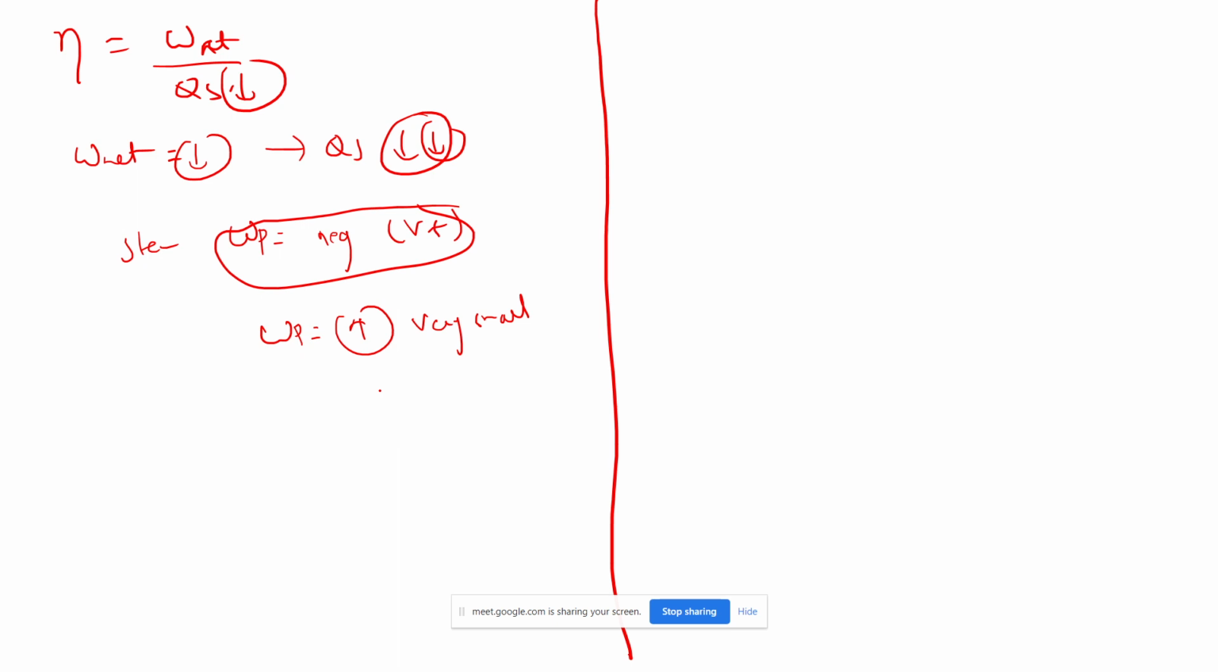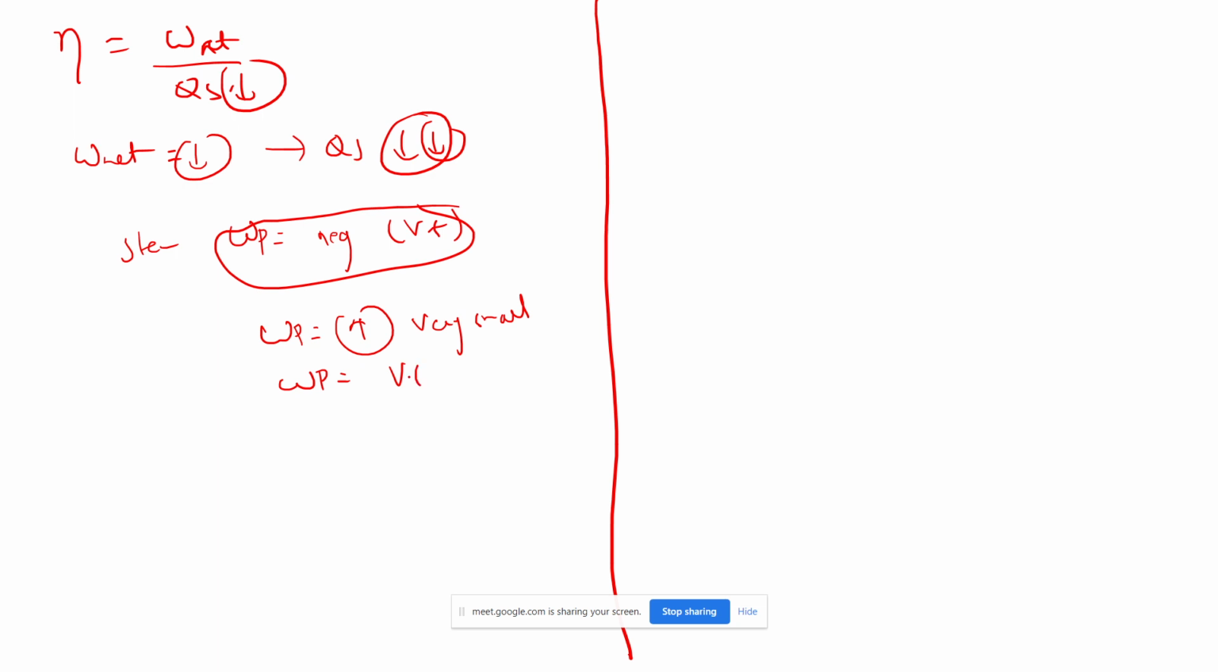So the heat supplied in the boiler will be decreased. It will increase the pressure as well as the quality of the steam before the boiler, in the saturated liquid region. So it will improve that.